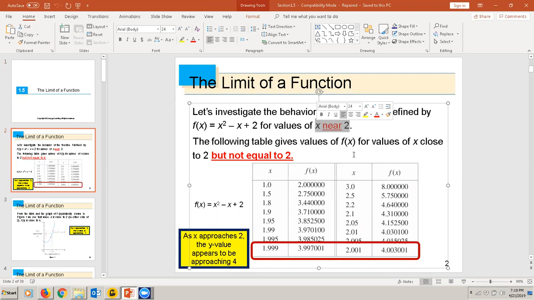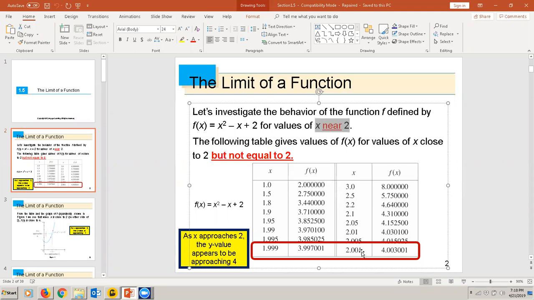What I might do is create a table. So notice here I created different x values. Starts out here at 1.0, 1.5, 1.8, goes all the way up to 1.999. Remember, I'm interested in x values near 2, so I'm going to let x be 1.999. Let me do it for values greater than 2. So here it is 3, 2.5, 2.2. Notice I'm getting closer and closer to the value 2. Here's 2.001.